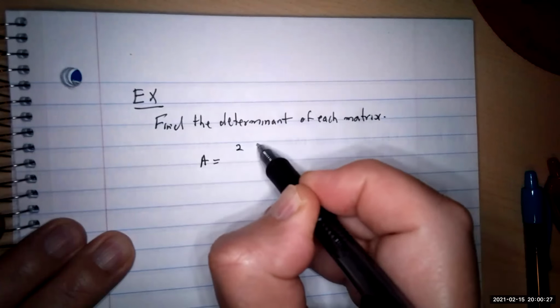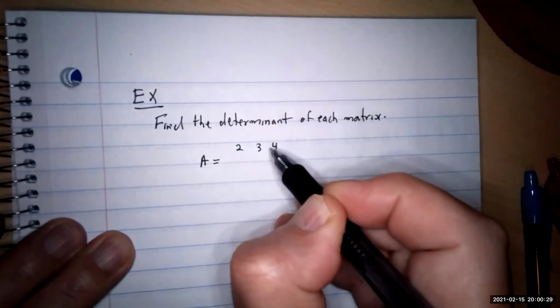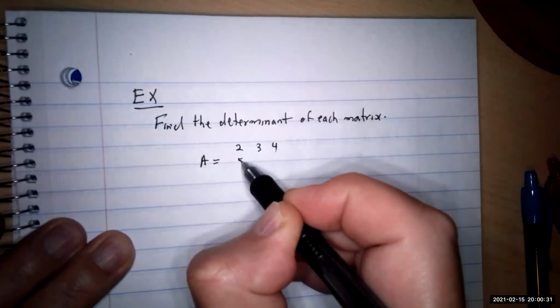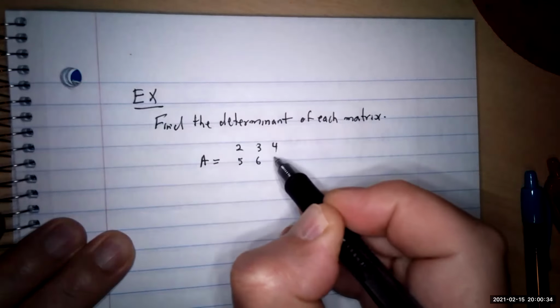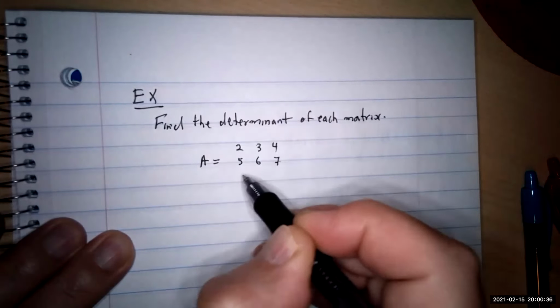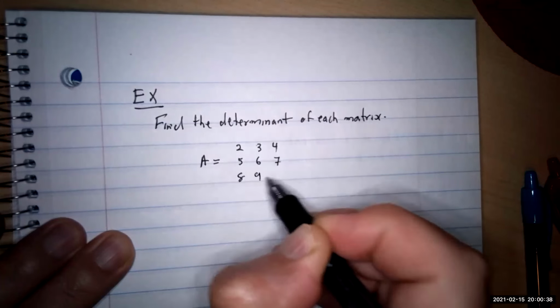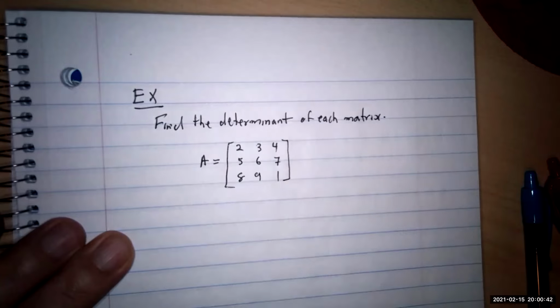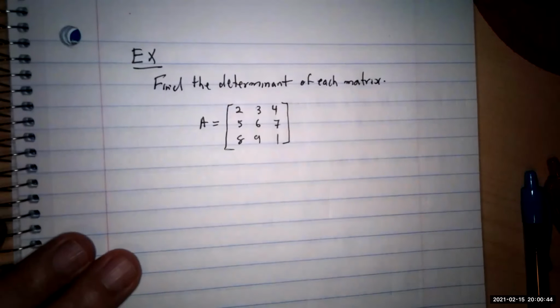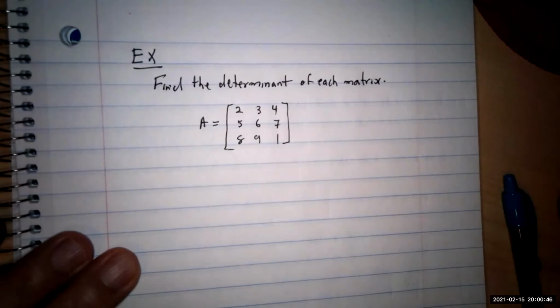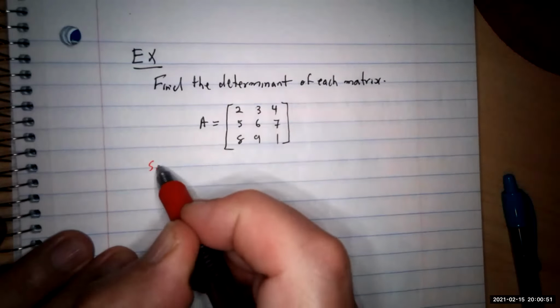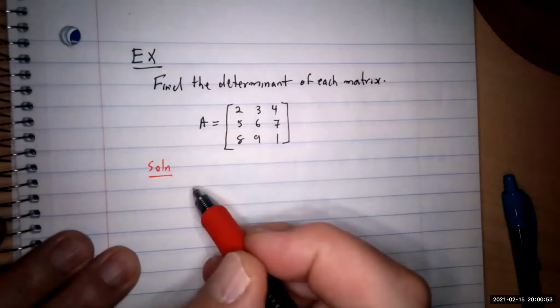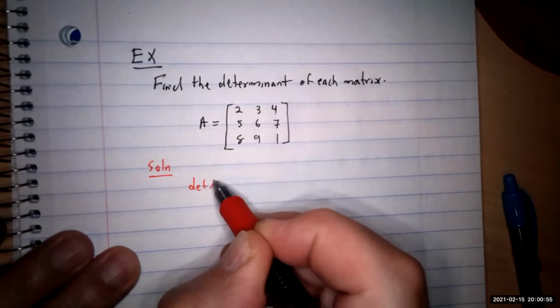So that's going to be 2, 3, 4, 2, 3, 4, 5, 6, okay, 5, 6, 7, and this is going to be 8, 9, 1. Okay, so I just do this one generally. It's not a big deal, so we can do it right away. Say this one, solution. So what I want to do is find the determinant of A.